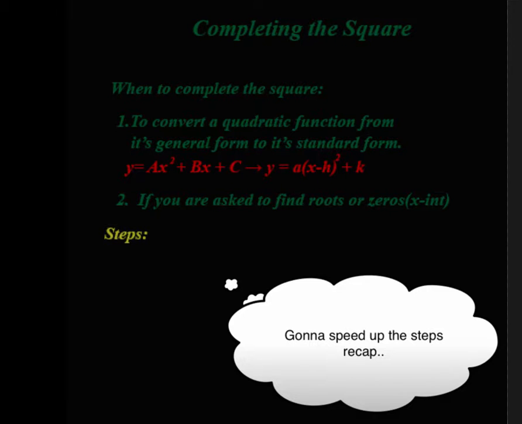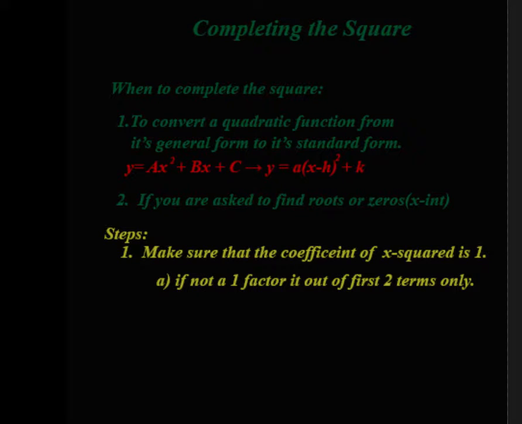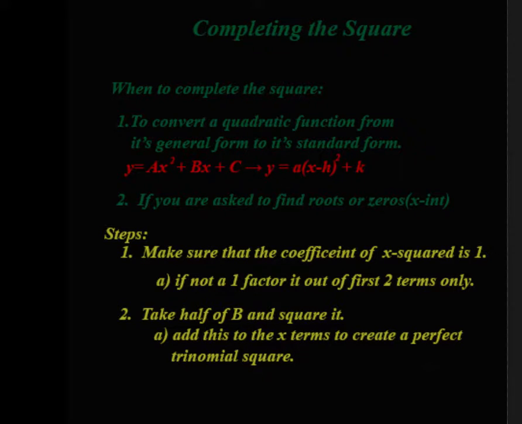What are the steps? Well, first, remember that you've got to make sure the coefficient of x squared is 1. If it isn't a 1, you're going to factor out whatever's in front of the x squared, your a. If that's not a 1, pull it out of just the first two terms. Leave a little space for the plus c, and we'll deal with that later when we see the advanced video. But take half of b and square it, and this is going to create what's called a perfect trinomial square, which then can be factored into a binomial squared.